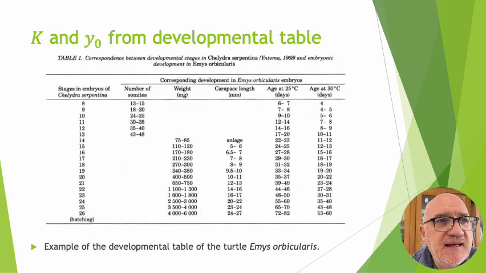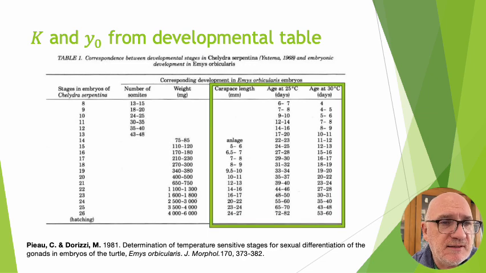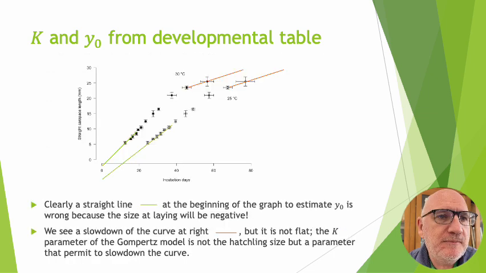To estimate K and Y0, we must go into a developmental table. Here I copy an example of a developmental table for Emys orbicularis embryo, and you see two columns that will be of interest for us: carapace length and age at 25 degrees Celsius or 30 degrees Celsius. K and Y0 must be obtained independently from the developmental table.